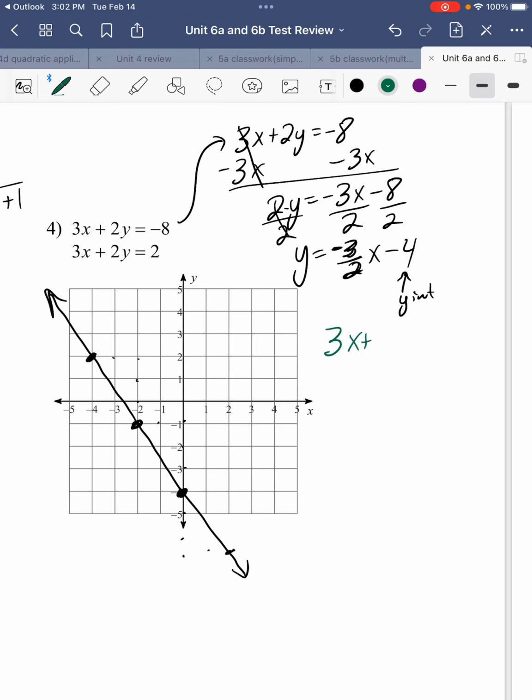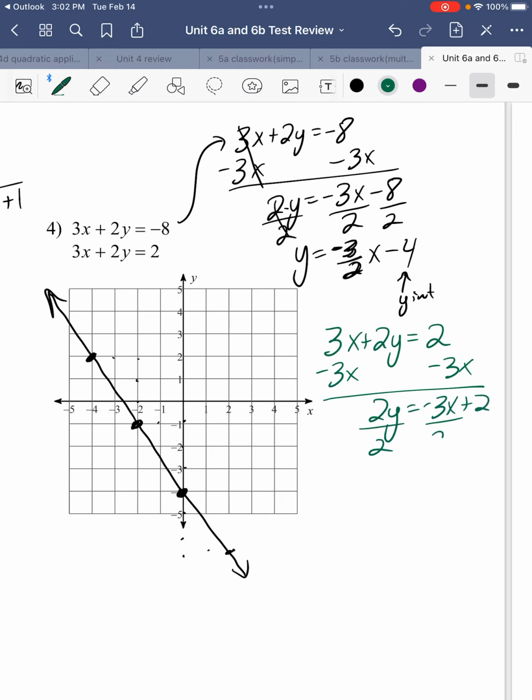Now let's graph the second equation. Gotta move my x term. Divide by 2. We got our y-intercept of 1. Then we have our slope of down 3, right 2. Down 3, right 2. I can go up 3 and left 2.